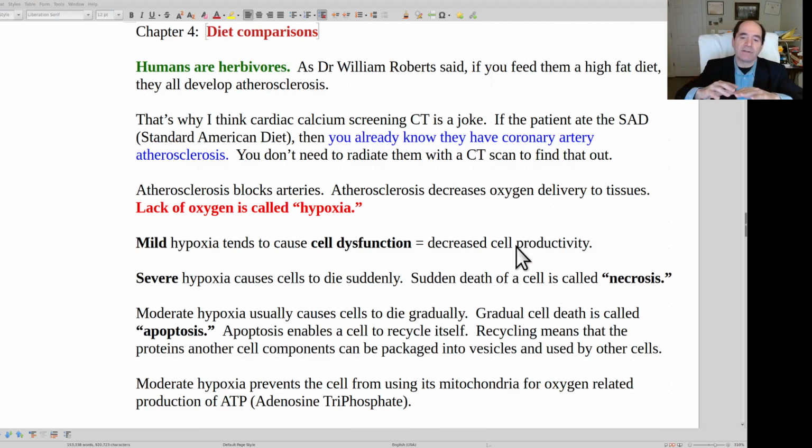The cell dies, its plasma membrane lyses, it releases its inner contents into the surrounding extracellular matrix. And for example, on a CAT scan, when somebody has a stroke, sudden death of brain cells, you can point right to it. It's easy to see on a brain MRI.